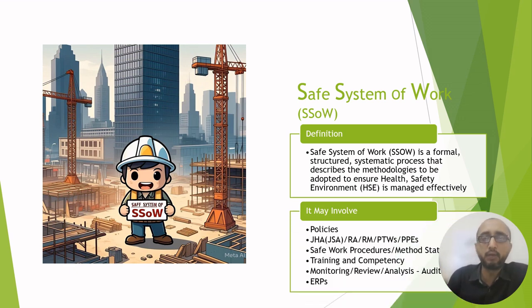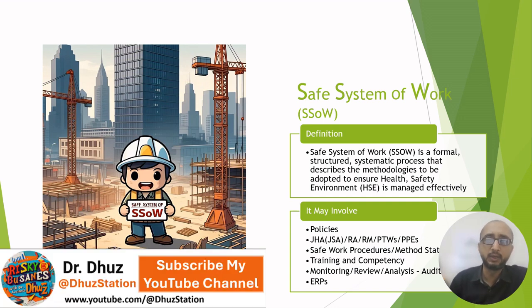So what are these methodologies or requirements? We already covered them today. If we combine all the things that we discussed today, like policies, then procedures like JSA, JHA, risk assessment, risk management, procedures for PPEs, HSE procedures, safe work method statements, procedures for emergencies, and procedures for monitoring, reporting, and evaluation. If we implement all of these together, they make the safe system of work that ensures our HSE is effectively implemented on the work site, and our business and everything is safe.